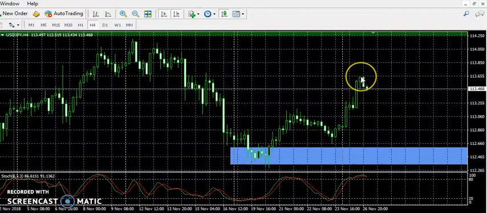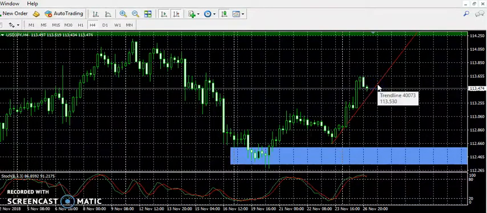As we can see, to the left, we have supply here. Price is reverting. Are we in an uptrend? Yes, we are. See? Clear as diamonds, guys.